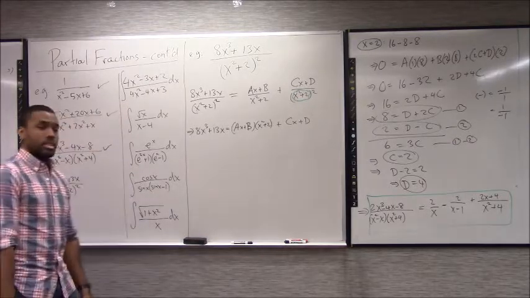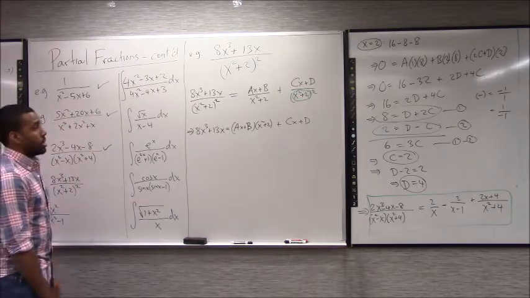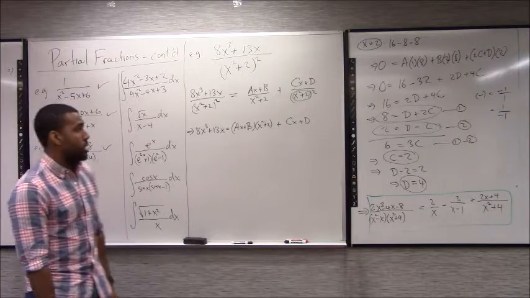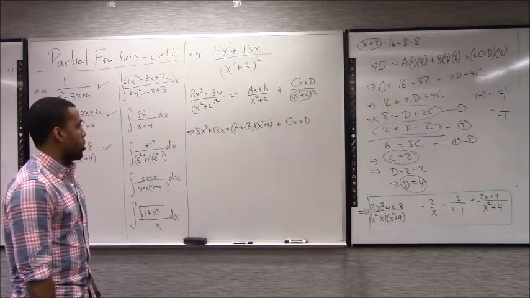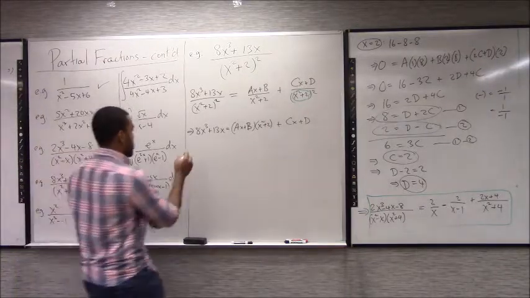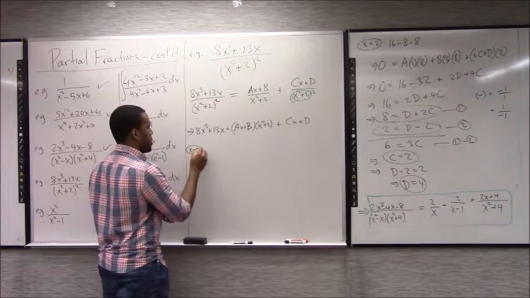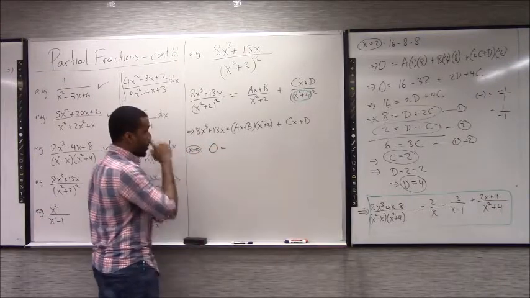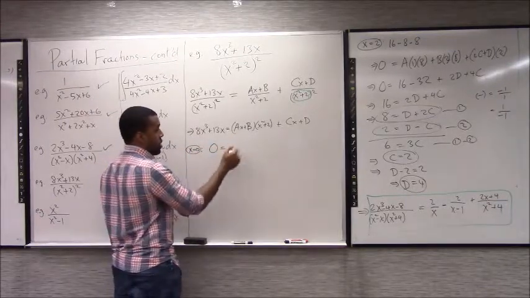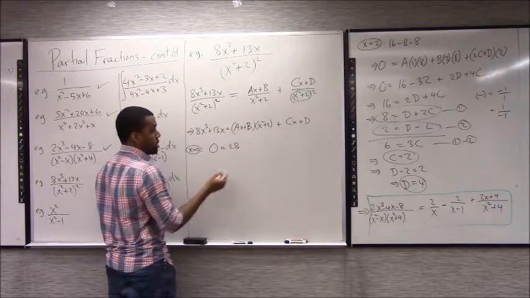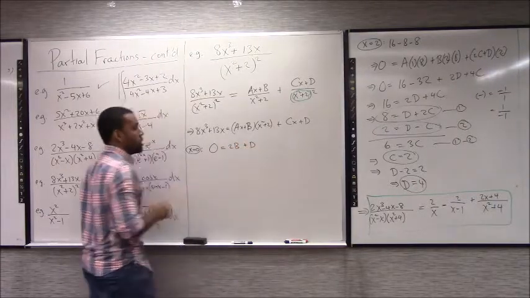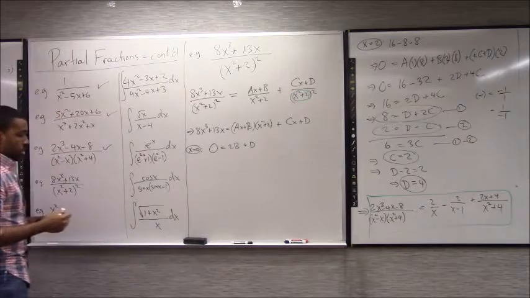What do we do now? Plug in x equals 0. x equals 0 seems like it would be a nice thing. What do we have left here? If I plugged in x equals 0, I get 0 on this side. On that side, the A would die, I would have 2B. The C would die, I would just have D. Okay, what else?